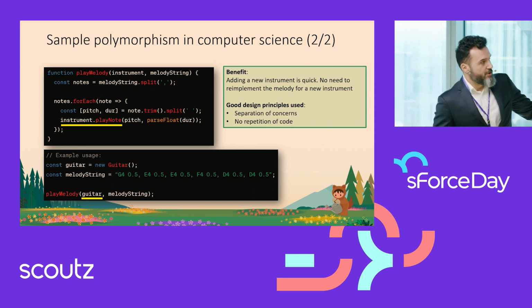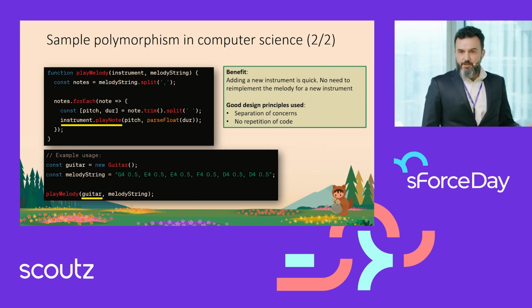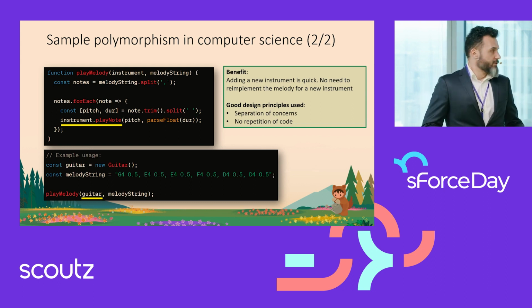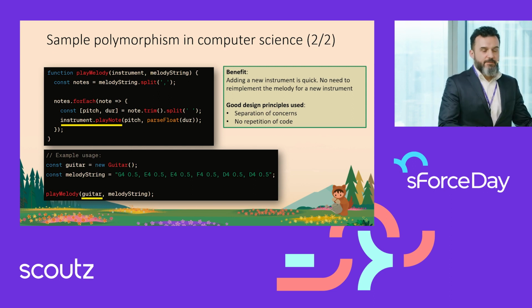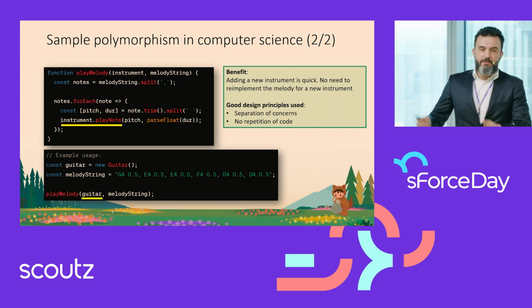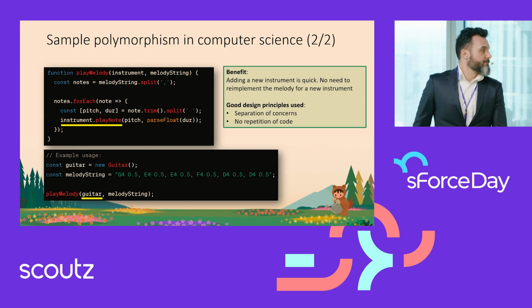So which good design patterns did we use? Well, we used the separation of concerns, so we separated the two elements, the melody and the notes, the instrument, and we have no repetition of code, right? If I did it in a blunt way, I would have one method to play the melody on a piano, another method to play it on a guitar, and a lot of code would be repeated, right?